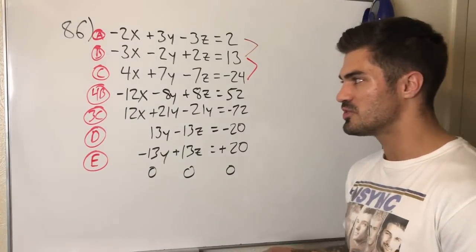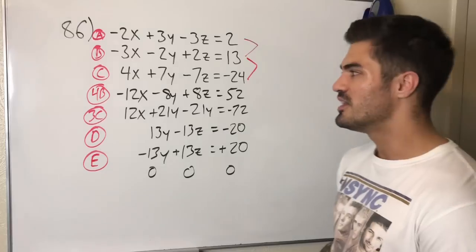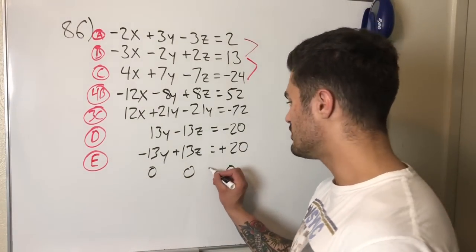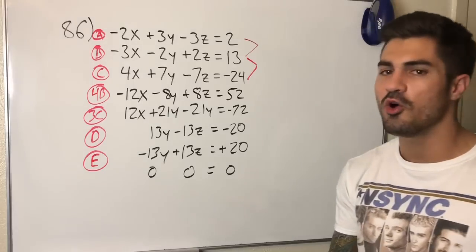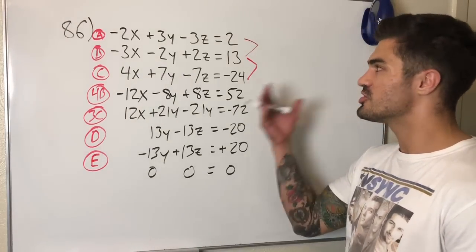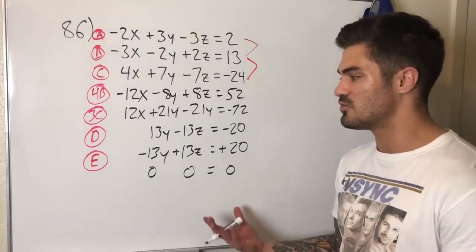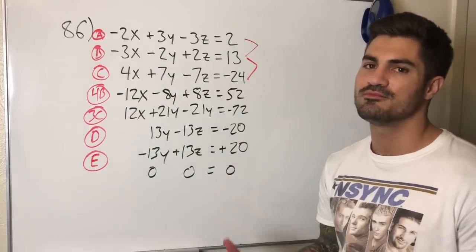0 equals 0 means we're dependent, right? It means we have infinitely many solutions. So that's what we get: 0 equals 0, which is something that's always true. That means our system is dependent. We have infinitely many solutions for x, y, and z. So we'll write dependent system.